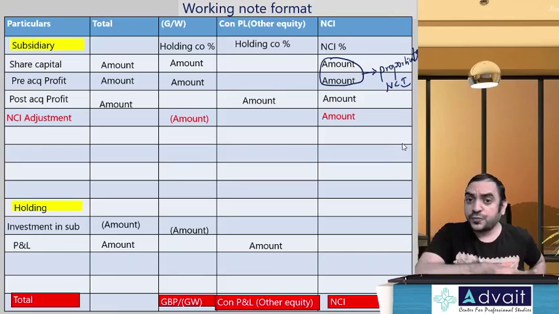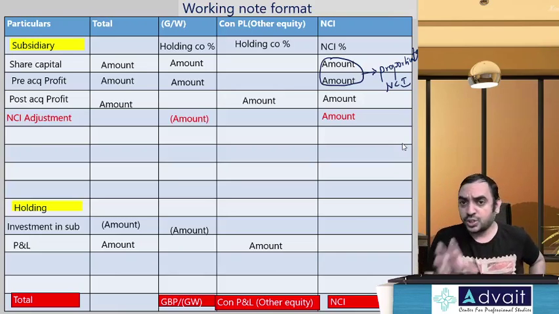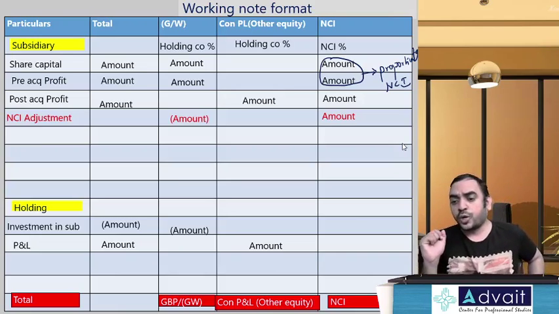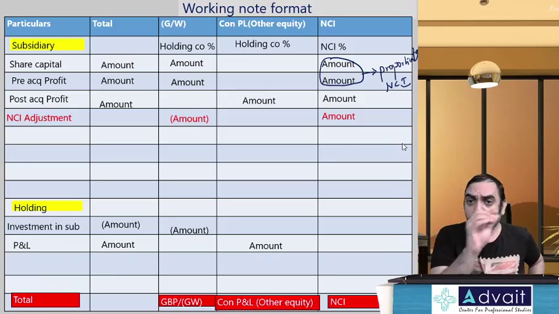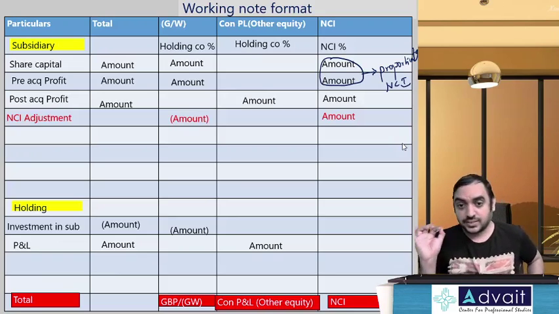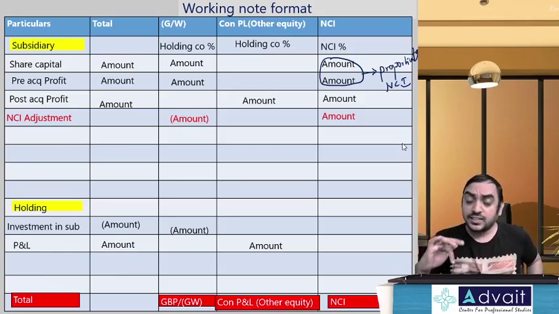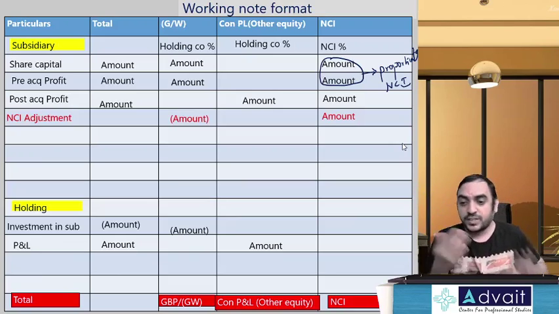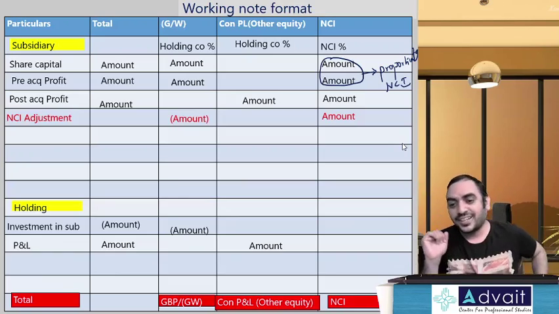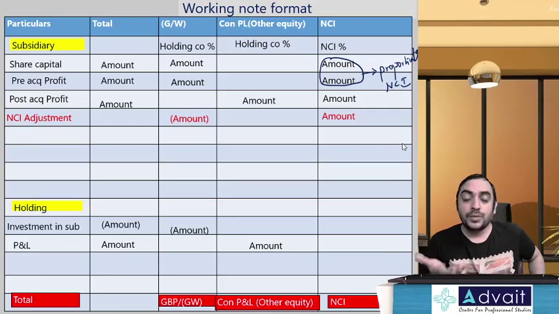In our previous format for working note calculation, goodwill calculation, even institute formats, what they do is investment minus net assets, investment plus NCI minus net assets. In our format, it is net assets with the share capital plus pre-acquisition profit minus investment. So we are just reversing the format. Investment is an asset item, so I'm showing minus to do a set off.